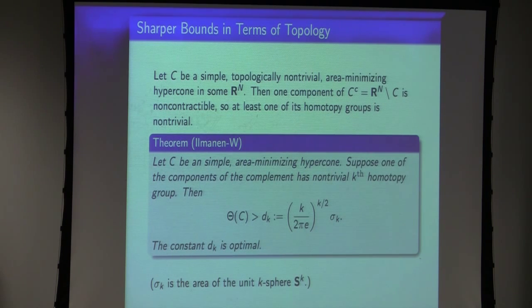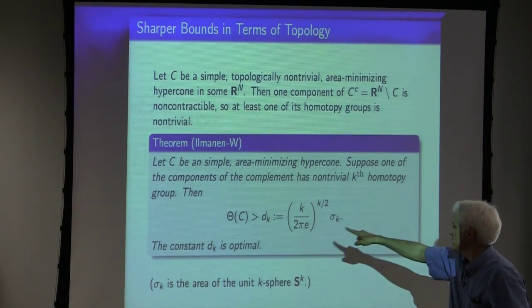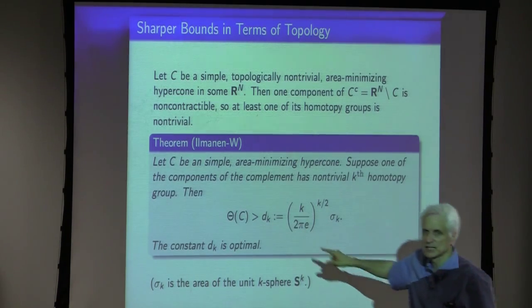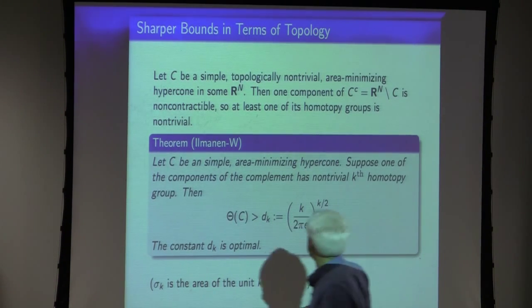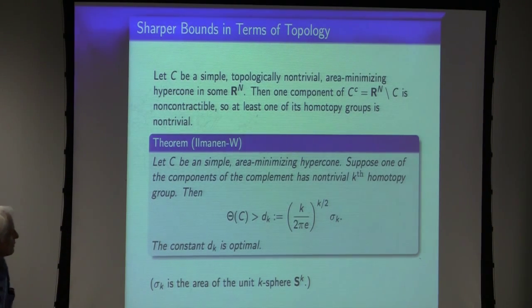So take a simple area-minimizing hypercone, and suppose one of the components of the complement has non-trivial kth homotopy. Of course, being topologically non-trivial means this hypothesis will be true for some k. But now suppose you fix the k. In terms of the k, you get the bound: if it has non-trivial kth homotopy, then its density has to be greater than an explicit number, which I've written down here, d_k, a kind of odd-looking number at first.